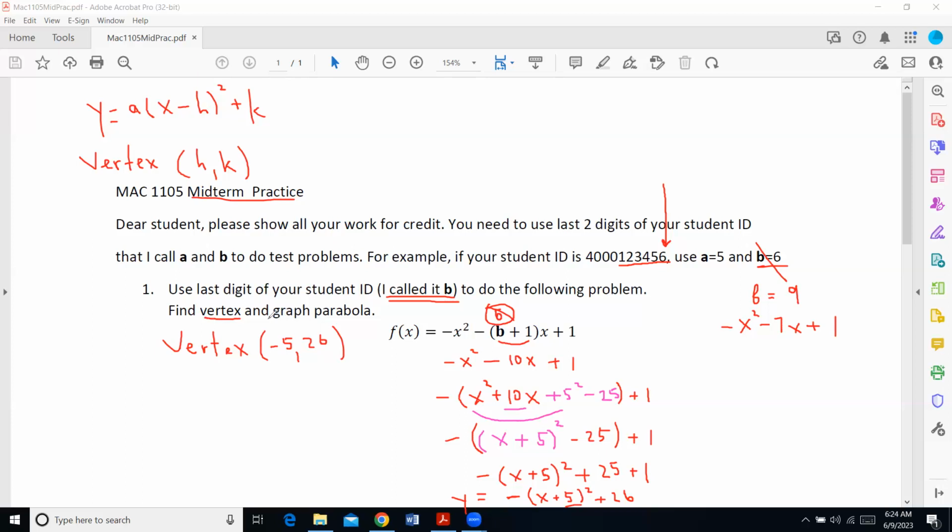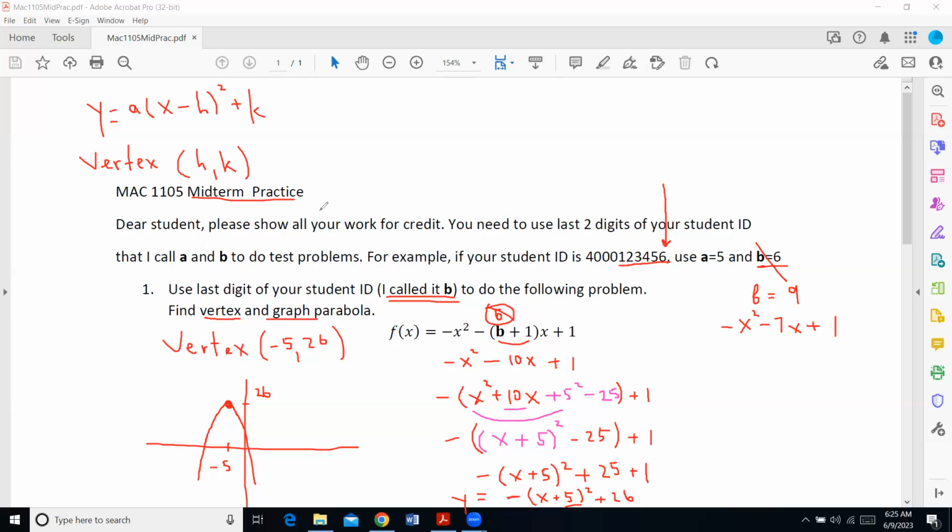And the second part is the graph. To graph the parabola, I need to put this vertex on the xy plane. So that's going to be -5 here someplace, and there's 26. So you can clearly mark the coordinates of this vertex. And then your parabola is going to be opening downwards, because there is a negative in front of x squared. So that's another part.